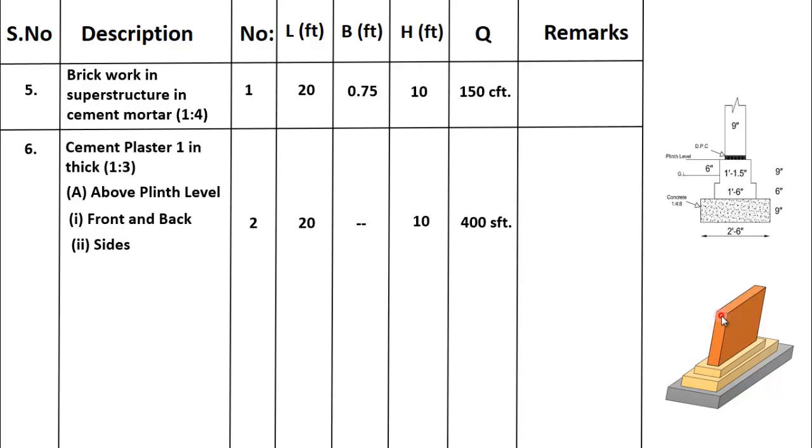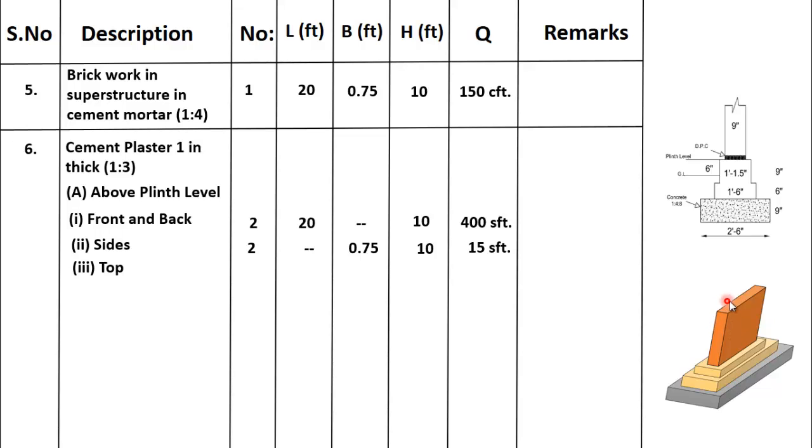Here the number of sides is also 2. Here length will be skipped. The width of the wall is 0.75 feet. The height of the wall is 10 feet. So total plaster quantity for sides above plinth level will be 15 square feet.